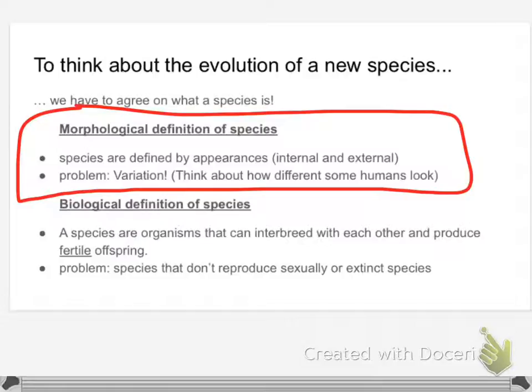Turkeys and chickens actually have some internal differences. If you've ever butchered turkeys and chickens, I don't remember who has the double pouch. It's turkeys, I think, have this sort of like 2-pronged blind pouch coming off the intestine that chickens don't have. They're pretty similar. They look a lot alike, but there are some subtle differences. So that was the oldest definition of species, is morphological. These things look alike. They're the same species.